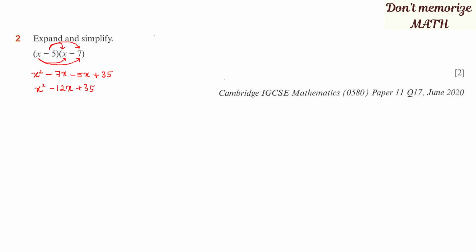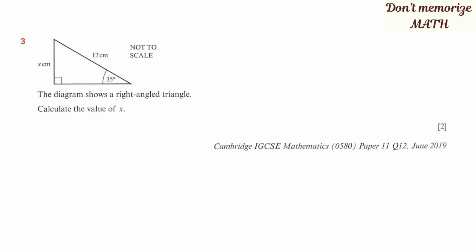Okay. So question number 3. The diagram shows a right angle triangle. Calculate the value of x. Okay. So one angle is given, 35. So opposite side is x, and for this triangle 12 is the hypotenuse. So opposite side and hypotenuse, it is related with sine, right? So sine 35 equal to opposite side, that is x, over hypotenuse, which is 12. So we need to find the value of x. So we will move this divided by 12 to the left side. So division will become multiplication. So 12 times sine 35, okay, equal to x.